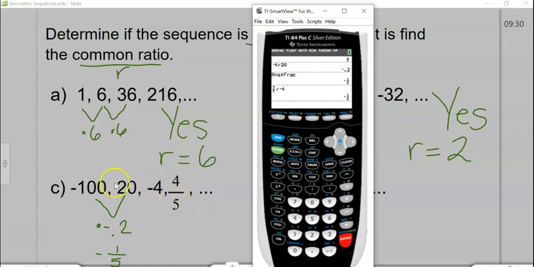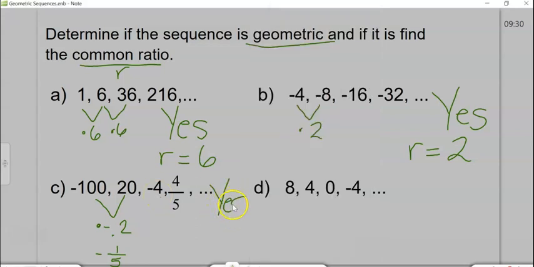So because every time I divided a term by the term right before it, I got the same thing, that means, yes, this is a geometric sequence, and my common ratio is, whichever way you wanted to write it, decimal or fraction. I'm going to write the fraction negative 1/5. But you could use the decimal negative 0.2.